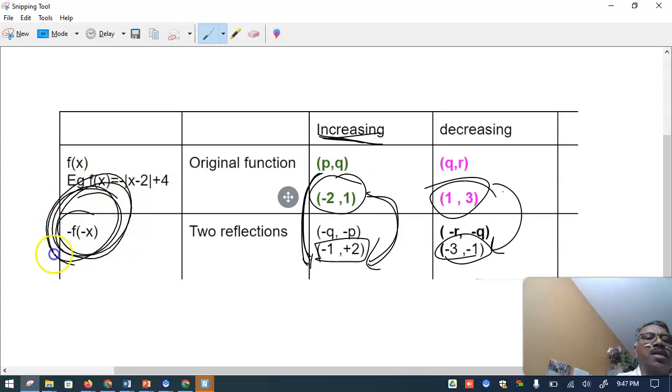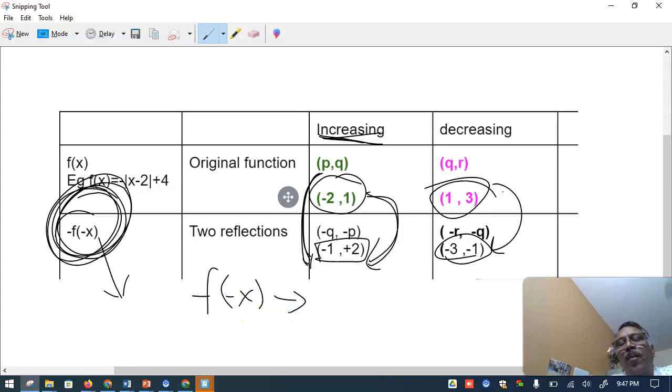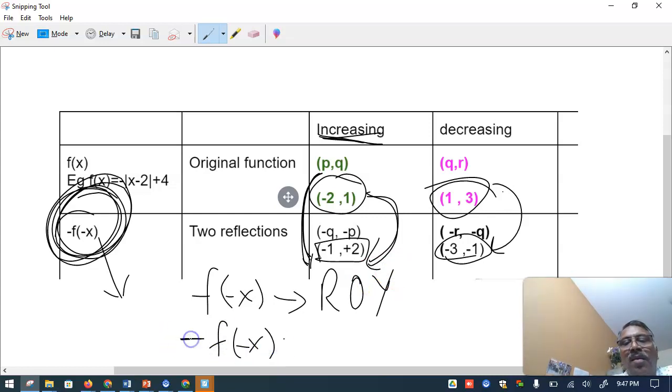Now, what does this basically mean? What is minus of f of x? It's like f of minus x, you're reflecting first, reflect over the y-axis. And then after that, then there's a minus, then you reflect over the x-axis.